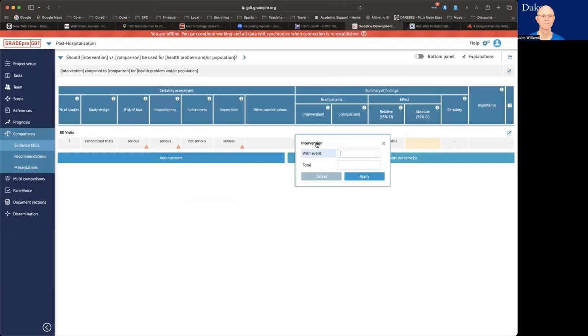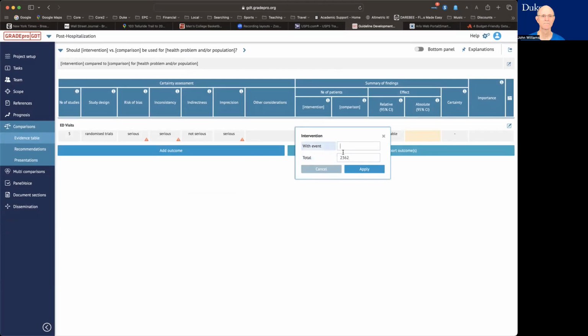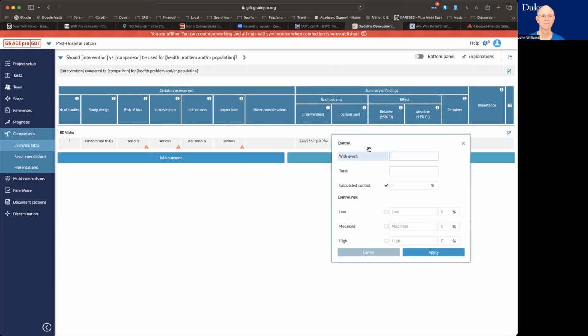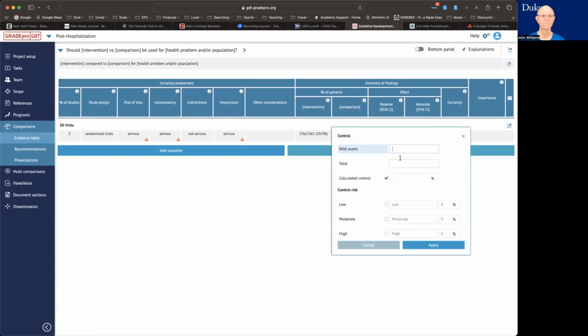Okay, so from the meta-analysis and the intervention, there were 2,362 patients in total, and I'm just going to make up that 10% had an event. That'd be 236. You would pull the event rate, obviously, from the meta-analysis. And then the comparison, I'm going to make up that, let's say 14%. Now, let's say 12% had the event. So that would be 283 out of the 2362 in the comparison group.